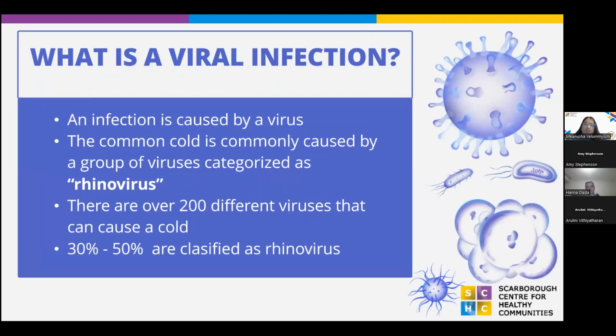Now we're going to talk about what a viral infection is. We know one thing: it is an infection that's caused by a virus. The common cold is a viral infection, like we learned before, and it is commonly caused by a group of viruses called rhinovirus. There are over 200 different viruses that can cause a cold. When you are feeling ill, it can be hard to tell which one you have, but the most common one that we know of is rhinovirus, and about 30 to 50% are classified as a rhinovirus.